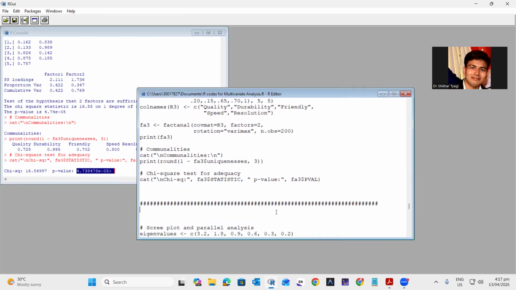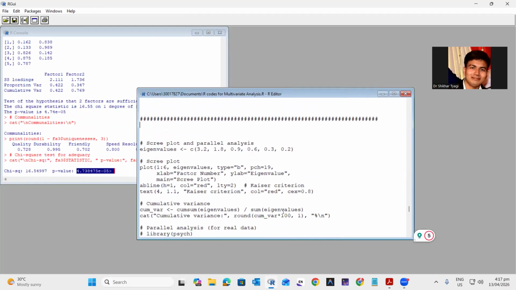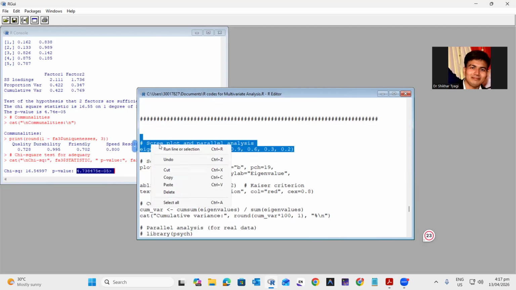Now we will go for another example, that is the scree plot and the parallel analysis. So we have the eigenvalues. Here we just store hypothetical eigenvalues. These could come from the correlation matrix in factor analysis. So these are the values that we store here.